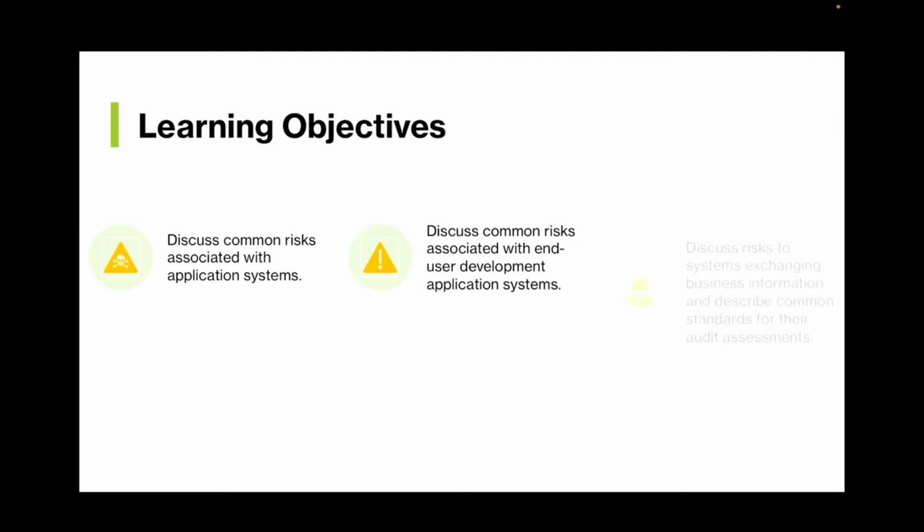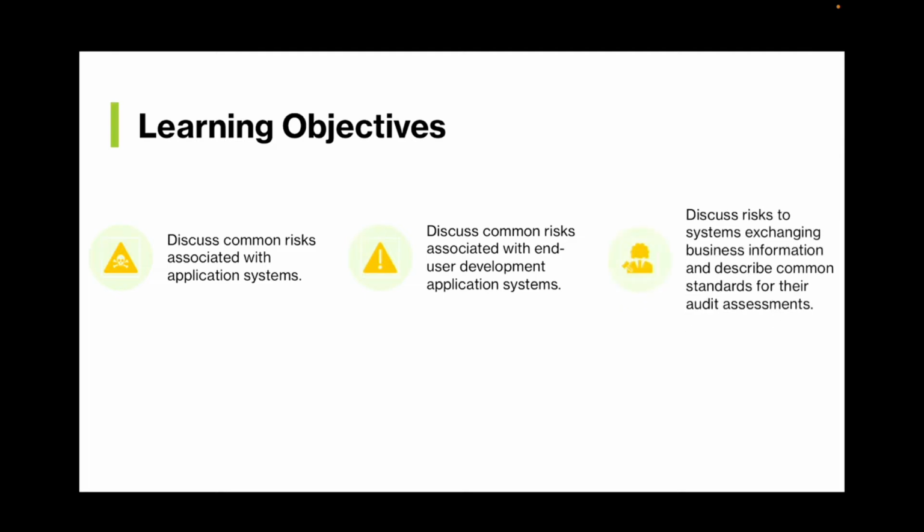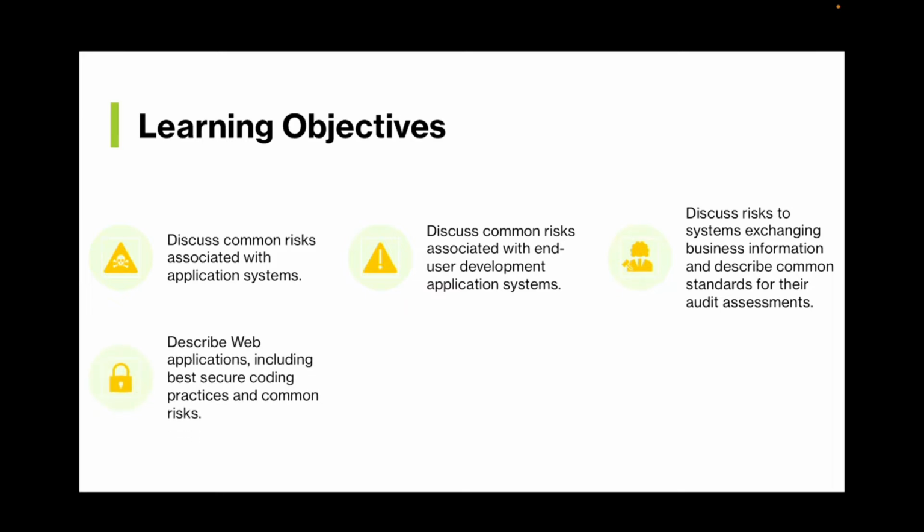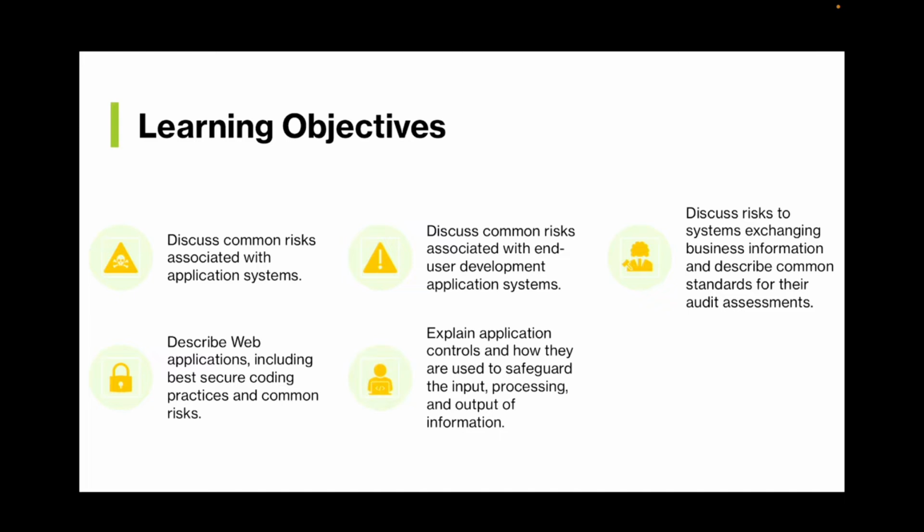Three, discuss risks to systems exchange in business information and describe common standards for their audit assessments or EDI. Number four, describe web applications including best secure coding practices and common risks. Number five, explain application controls and how they are used to safeguard the input, processing, and output of information. Lastly, number six, discuss the IT auditor's involvement in an examination of application systems.